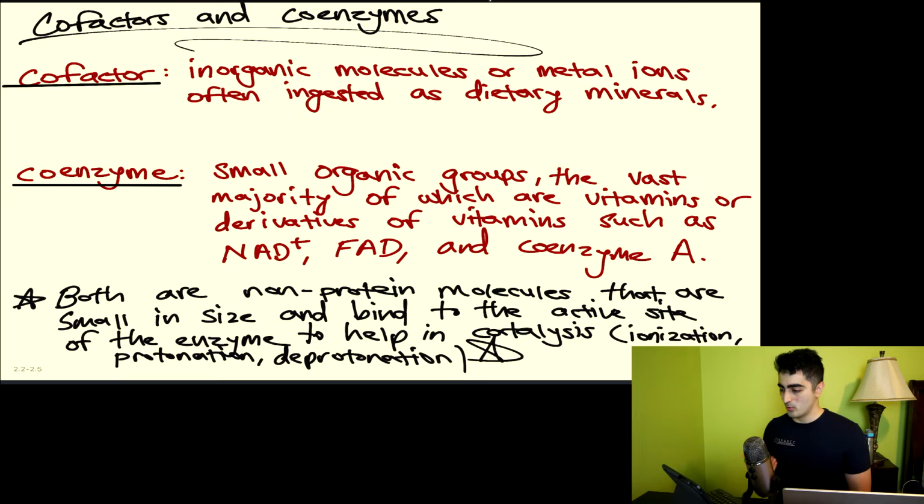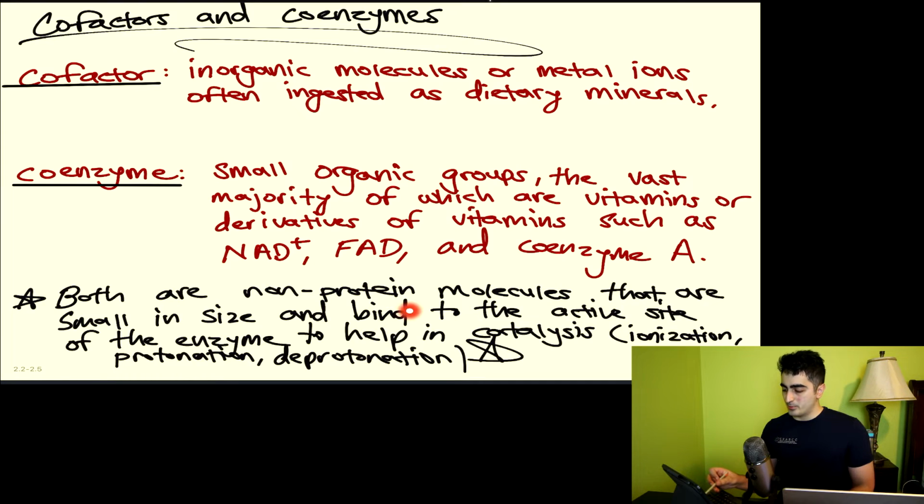Anyways, moving forward, enzymes have helpers. And by helpers, I mean they have molecules that help them perform chemical reactions. So we're going to talk about cofactors and coenzymes. A cofactor is an inorganic molecule or metal ion often ingested as dietary minerals. So we take it as a dietary mineral, as part of our diet. A coenzyme is a small organic group, the vast majority of which are vitamins or derivatives of vitamins such as NAD+, FAD, and coenzyme A. So cofactors are inorganic and coenzymes are organic.